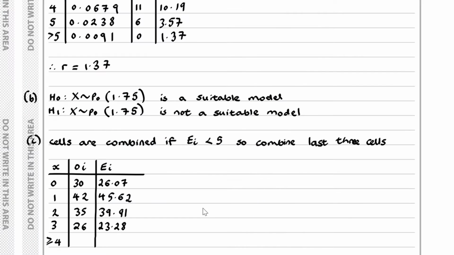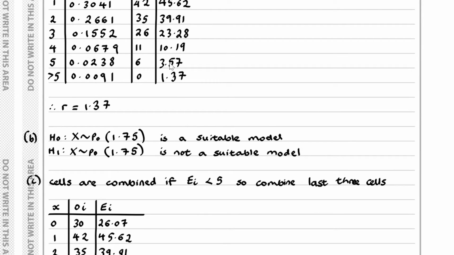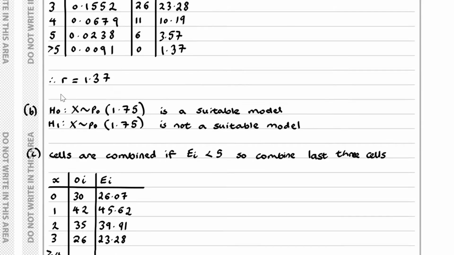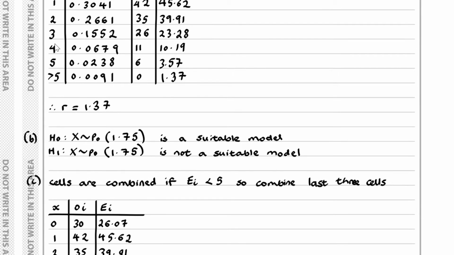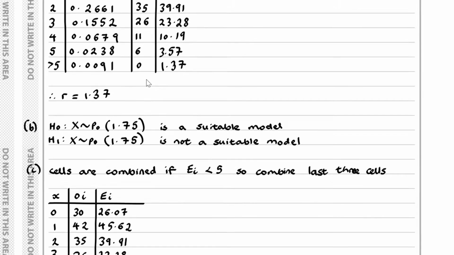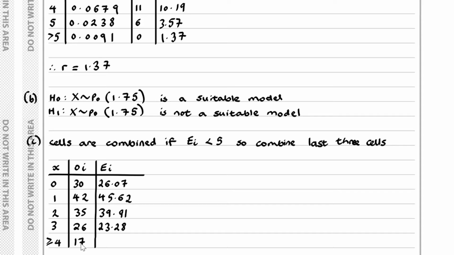So what we can say from here is we see that the expected values are less than 5, as we've just discussed, for these two, and adding them up, combining them, we still have something which is less than 5, so we have to combine the last three cells. And doing that, we come out with these over here. Notice, combining the last three, we're now looking at where x is greater or equal to 4, so we have 4, 5 and greater than 5, which is the same as greater or equal to 4. So the observed value would be 11 plus 6 plus 0, which is 17, and the expected values 10.19 plus 3.57 plus 1.37, we just said that was 15.13.